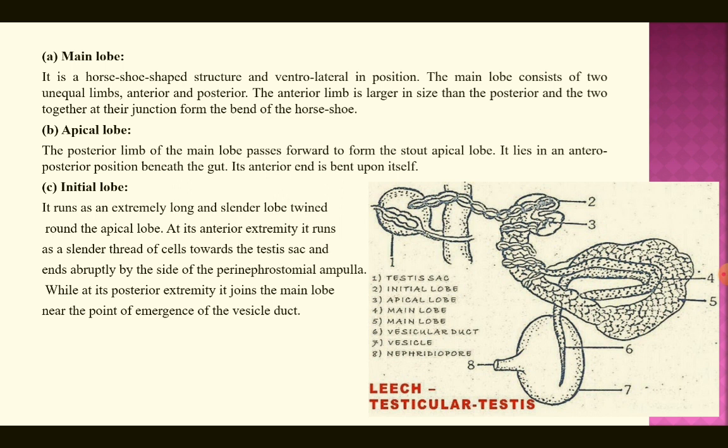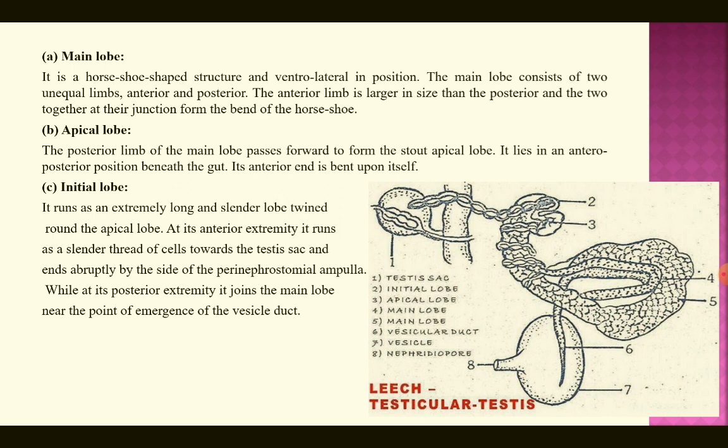Then the apical lobe. The posterior limb of the main lobe passes forward to form the stout apical lobe. It lies in an antero-posterior position below the gut. Its anterior end is bent upon itself. The initial lobe. It runs as an extremely long and slender lobe twined around the apical lobe.